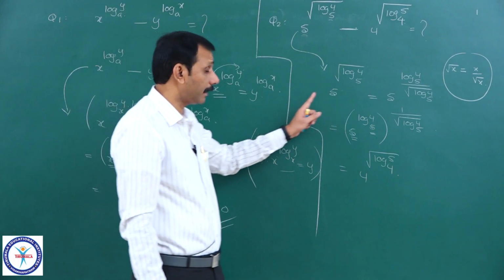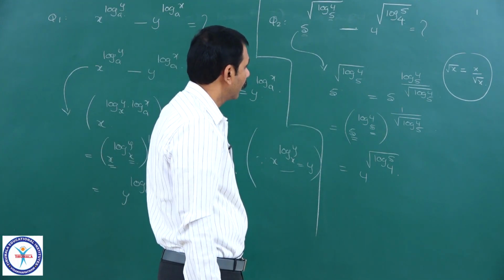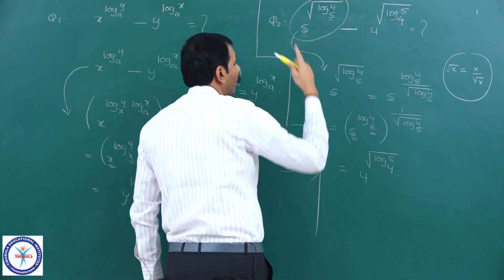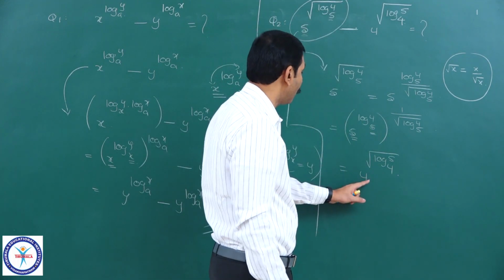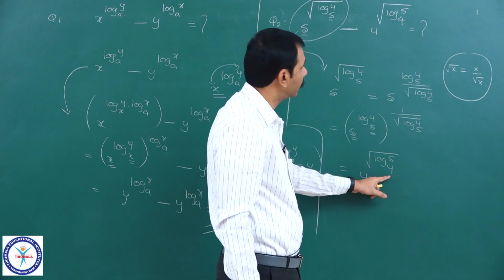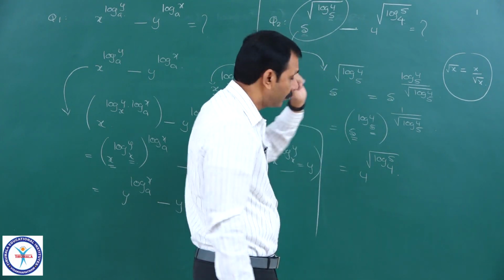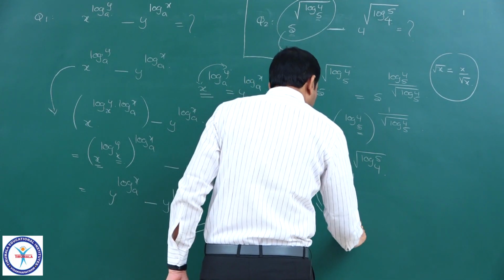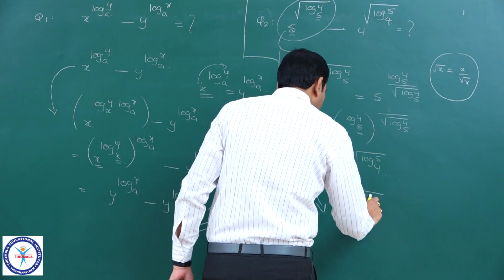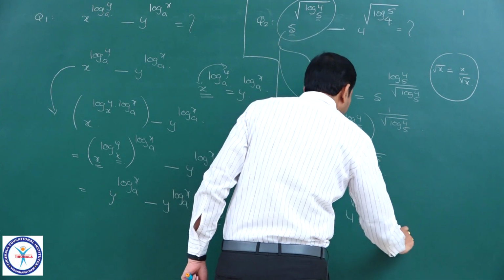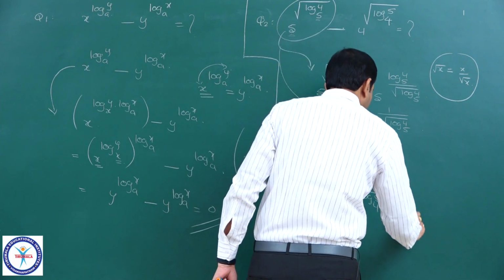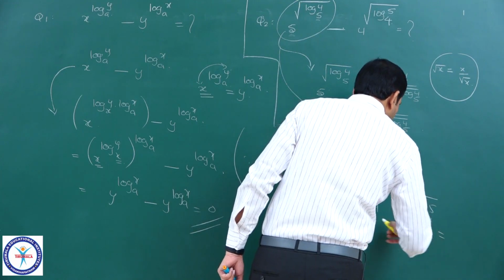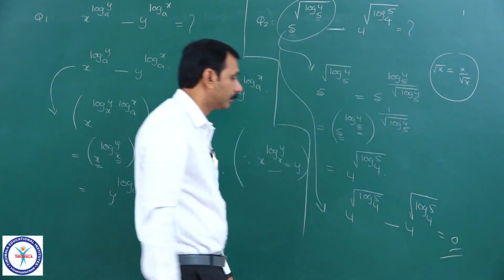See this one, important model. Therefore, the value of this first term, 5 power root of log 4 to the base 5, is equal to 4 power root of log 5 to the base 4. That is the second term. Hence, this value is now 4 power root of log 5 to the base 4 minus that term only, 4 power root of log 5 to the base 4, both are equal, so it is 0. That's it.